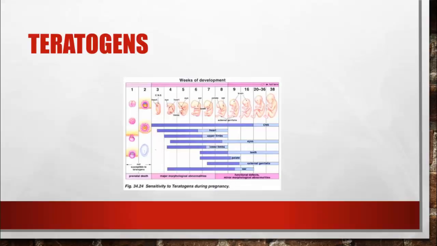Warfarin, a blood-thinning drug, is a teratogen. Warfarin can cause central nervous system defects, including mental retardation, as well as problems with the optic nerves. Infections such as those caused by rubella virus, herpes simplex virus, and syphilis can also cause birth defects.